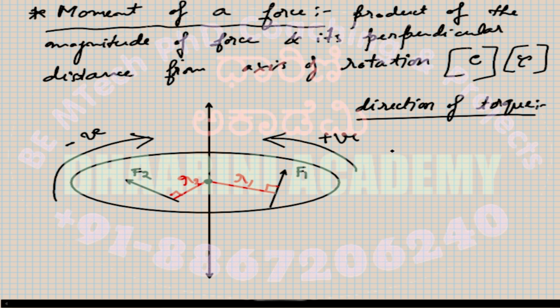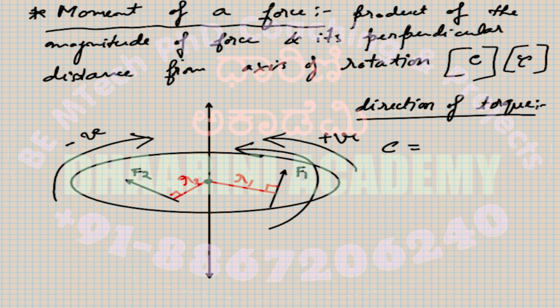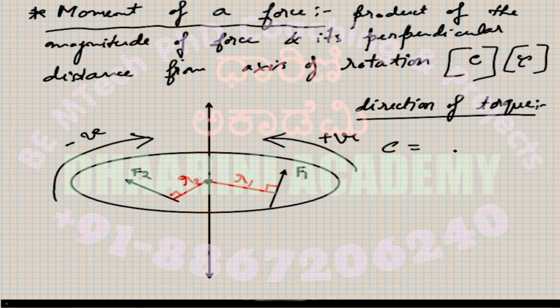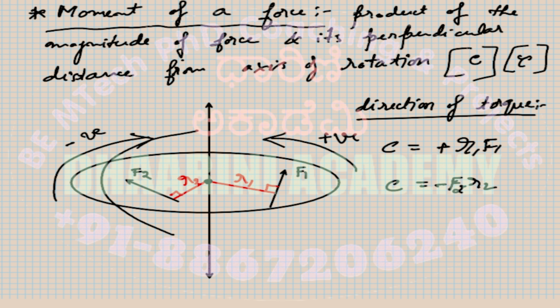Now you see, the moment C is equal to F1 R1, and it is positive because F1 tries to move this in this direction. When I apply F1, it moves in the anti-clockwise direction, so it is positive. C is equal to plus R1 into F1, or F1 R1. At the same time, if I write C in terms of F2 R2, it is negative, minus F2 into R2, force into the distance. It is negative because when I apply the force, it is going to rotate the object in the clockwise direction.